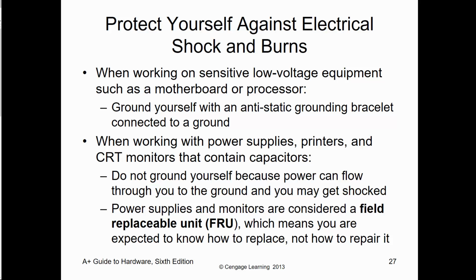How do we protect ourselves from electrical shocks and burns? Normally, if we're dealing with a motherboard or processor, we're going to be grounding ourselves, and we're going to do that through a grounding bracelet or a grounding mat or by holding metal on the case. When we're working with certain components in the computer, we should be able to have immediate replacement parts. For example, if you think a power supply is having issues, you don't work on it. You just replace it. That's called a field replaceable unit or FRU.